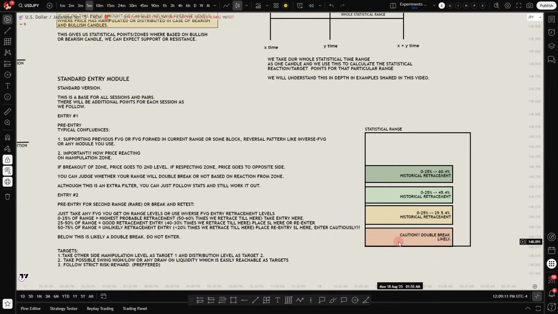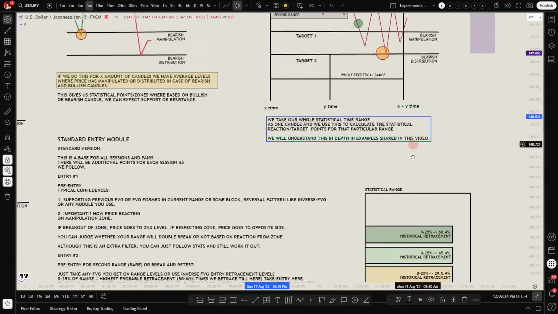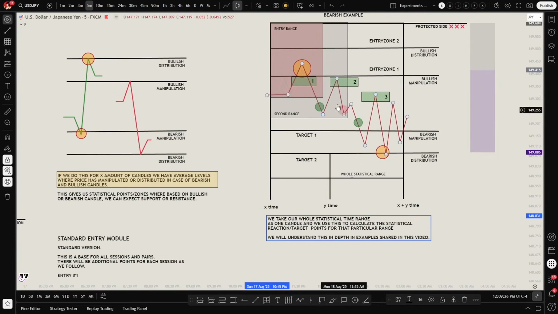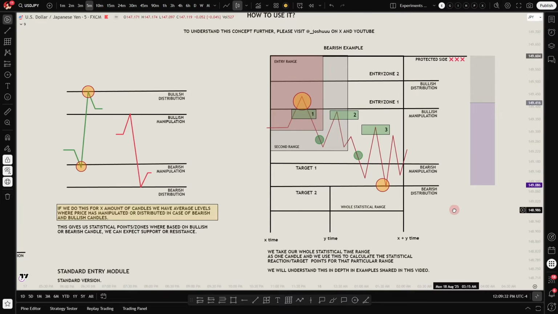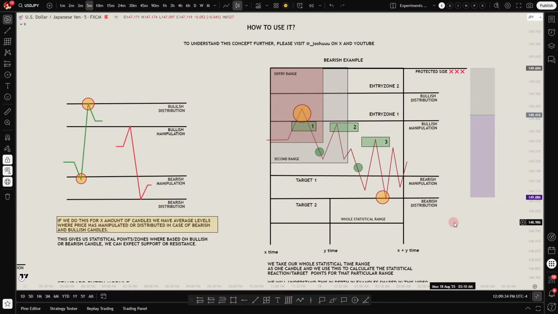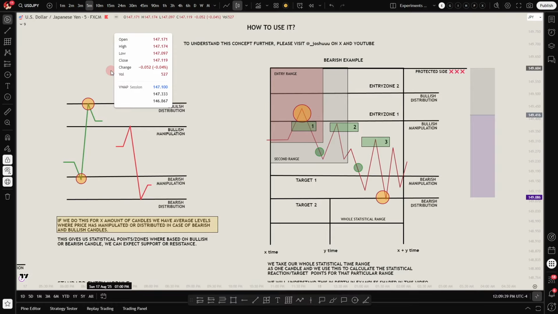Targets and risk management. First target equals the opposite manipulation level. Second target equals the opposite distribution level. Extended targets equal swing highs or lows or obvious liquidity pools. Always maintain a strict risk to reward. This is essential for long-term consistency. This is the exact process I follow, and when applied with discipline, it works consistently across all sessions.